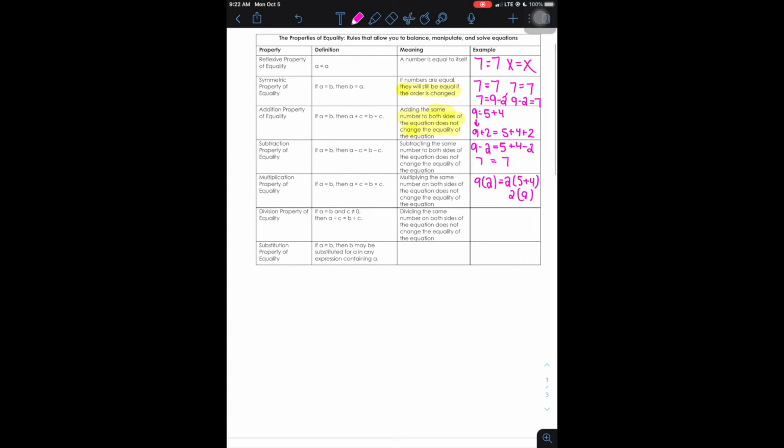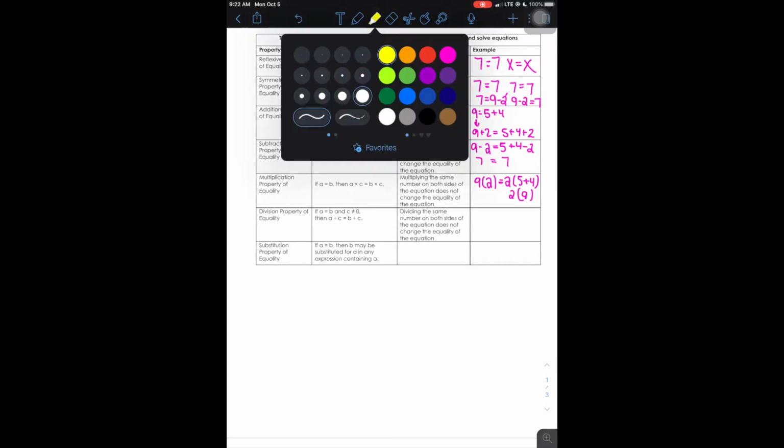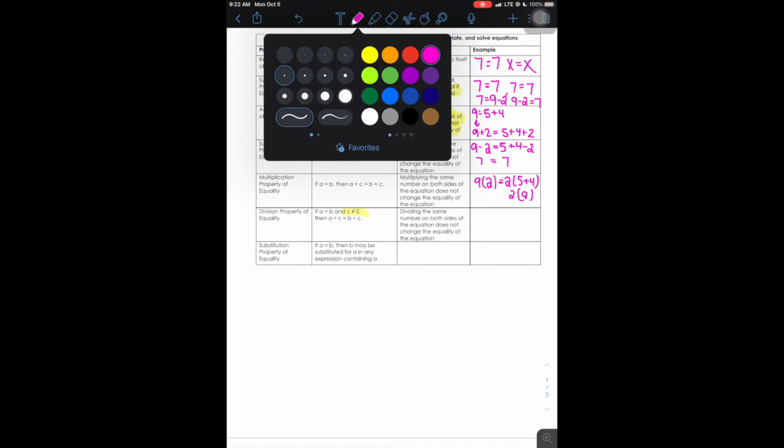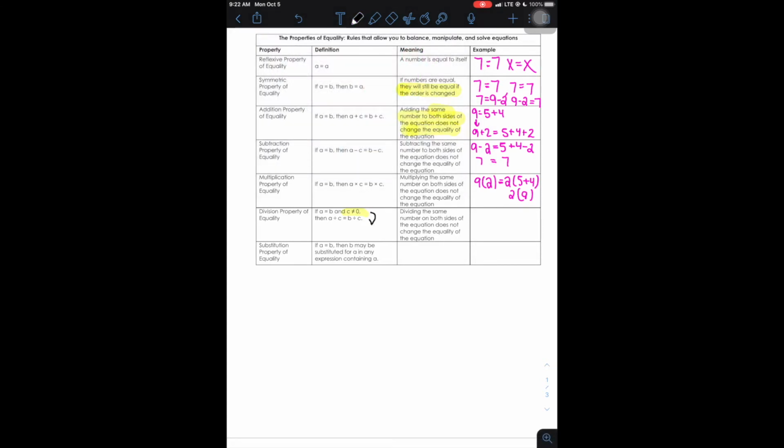And this applies for division as well. But you guys should notice here that we do have a restriction with division: C is not equal to 0. And why do we say that C does not equal 0? Because in that case, our answer would be undefined. So make sure you're making that note on your paper as well. If C was equal to 0, then our answer would be undefined.